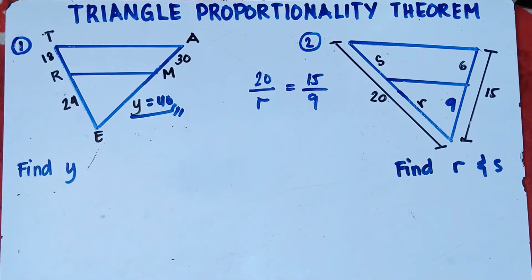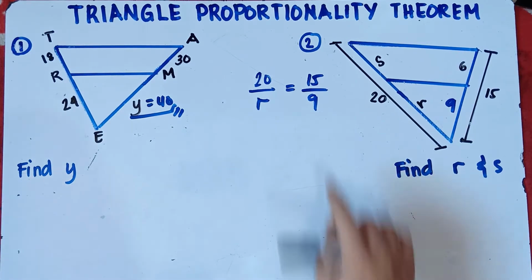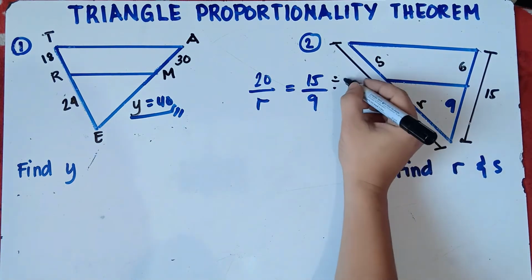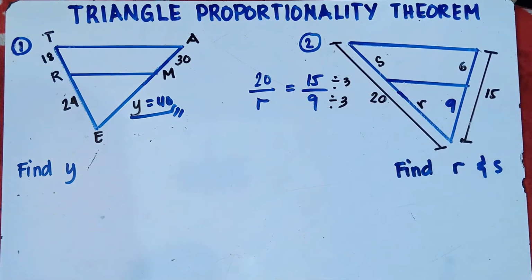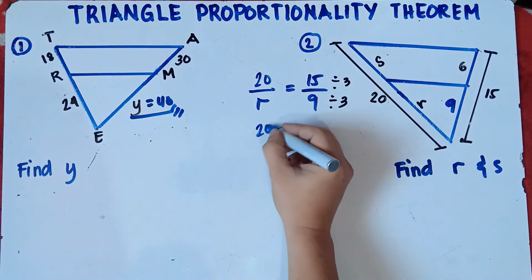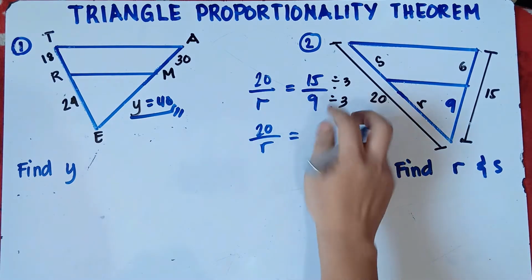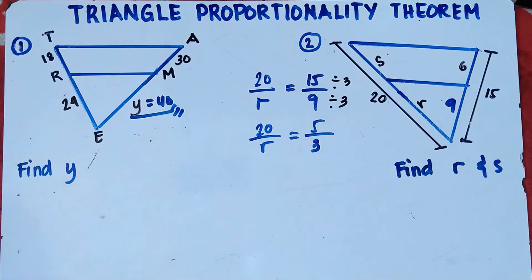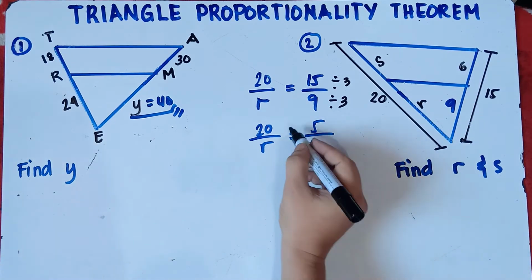Alright, so check. Once again, you always check if you can reduce the fraction before finding r. Can we reduce 15 and 9? Yep, we can divide this one by what number, class? That's correct, by 3. Divide by 3. So this will be 20 over r is equal to 15 divided by 3, that is 5, over 9 divided by 3, that is 3. And then we cross multiply.